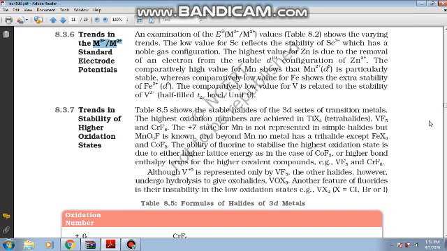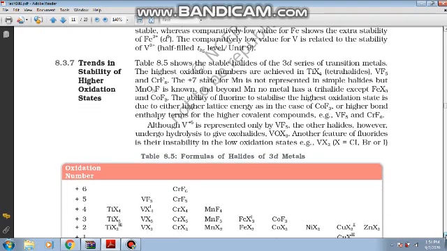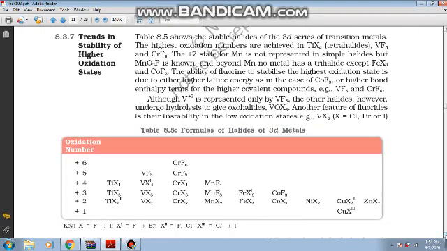Then children, we shall be studying the trends in higher oxidation states. Wherever we study the higher oxidation state, there is one statement which goes beyond any doubt, that higher oxidation state for any element will be observed either in the fluorides or in oxides. And why is it so? Because oxides and fluorides take advantage of the very high electronegativity of oxygen and fluorine.